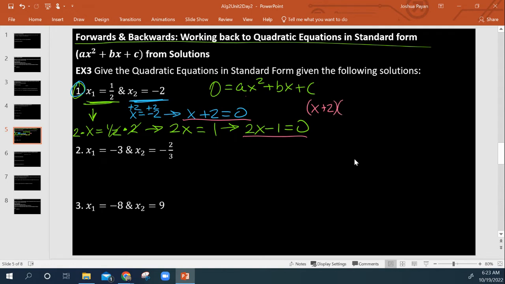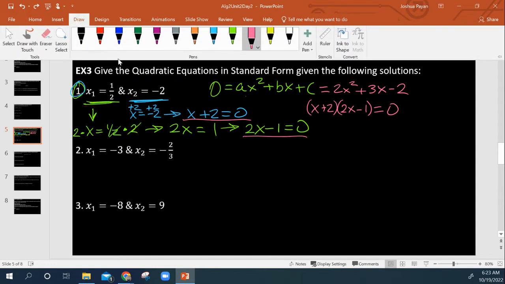So x plus 2 times 2x minus 1, and if I just FOIL this out, I'm going to end up with 2x squared minus x plus 4x, so plus 3x, and then minus 2. Okay, so that's really all there is to it. All I did was take the solutions and work backwards from that. So let's see another example of that just to make sure that we've got this down.